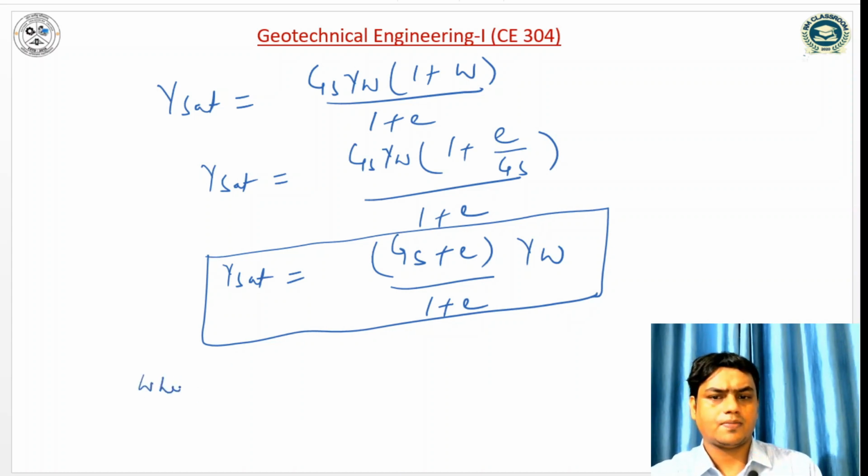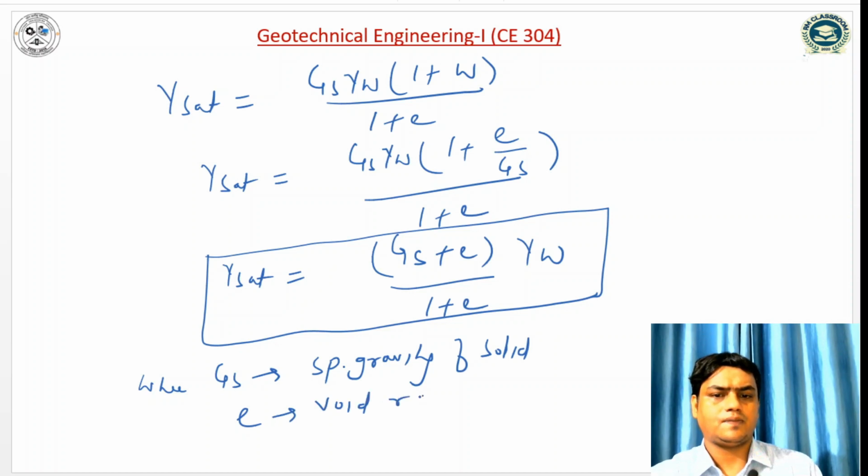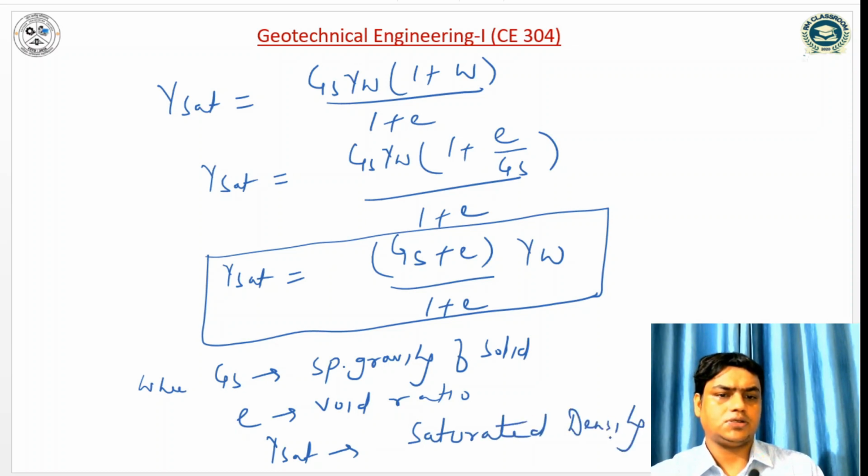where Gs is the specific gravity of solid, e is the void ratio, gamma sat is the saturated unit weight, and gamma W is the unit weight of water.